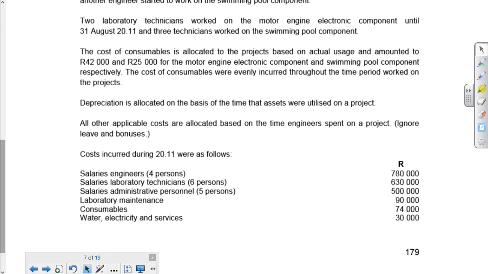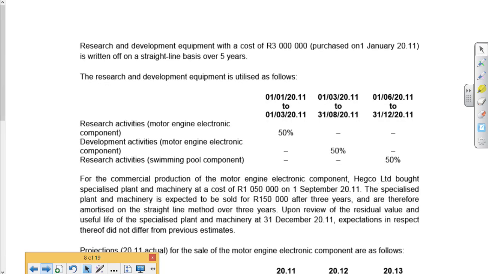So the costs are as follows: for the 4 engineers, for the 6 technicians, admin personnel, lab maintenance, consumables, water, electricity, and services. For me, it's looking like the admin personnel I'm going to ignore, but everything else I probably will include, right? Consumables, maintenance, and water and electricity are costs that were incurred because I was doing R&D. Admin personnel is costs I was incurring not because I was doing R&D, it's just salaries that were incurred.